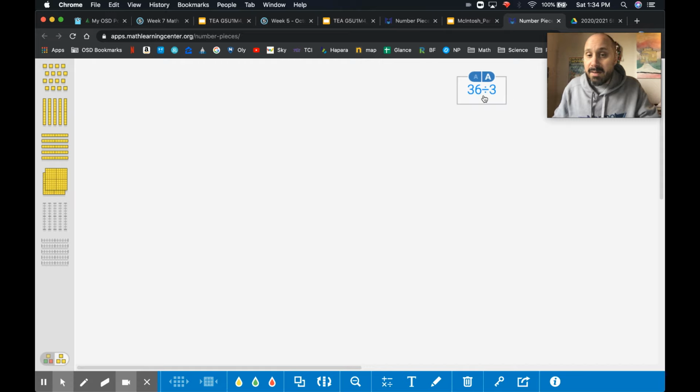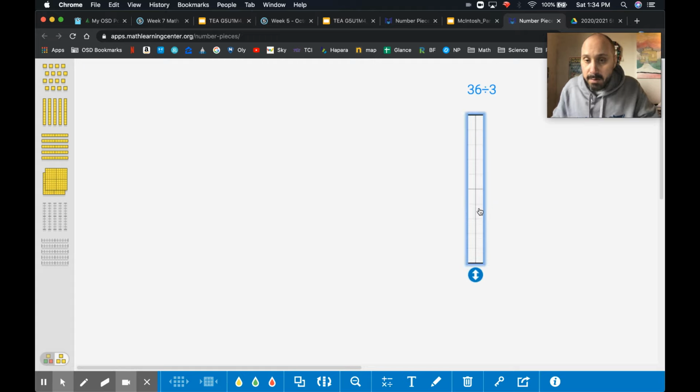All right, so 36 divided by 3. So the first thing I want to do is I know one of the dimensions. Remember, one of the dimensions is 3. My area is 36. What we're trying to do is find the other dimension, or the width. So this is your dimension piece over here, these little clear pieces. And I'm going to bring this over to where my expression is. Right now, there's 10 units on this dimension going across. 1, 2, 3, 4, 5, 6, 7, 8, 9, 10.